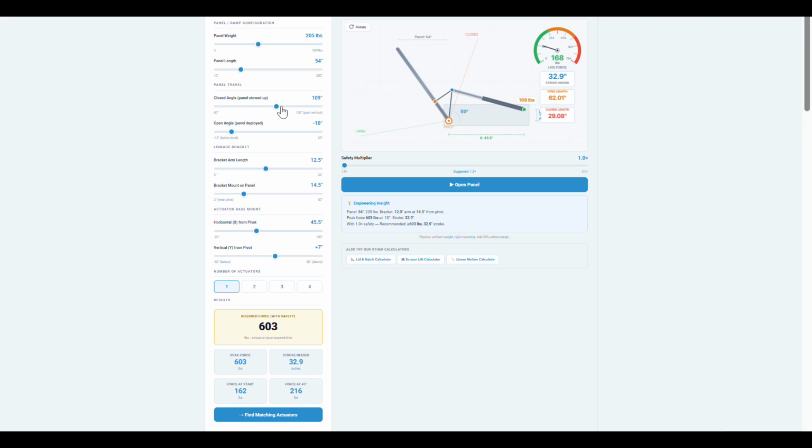The open angle is where the panel needs to get to when it's deployed. This can actually go negative, meaning below horizontal, a ramp that drops below the ground level, for example. The actuator has to physically travel between those two angles. That travel arc determines your stroke length, not just the final position.